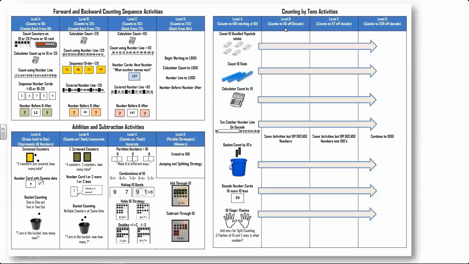And if you take a look here, it talks about counting by tens, counts to 100 starting at 10. Counting by tens, it's the same activities. The only thing that changes are the numbers, okay? Or if you take a look at counting, level B means that they can count to 20. So all of these activities are greater than 20. So it's set up, you just look at it and go.